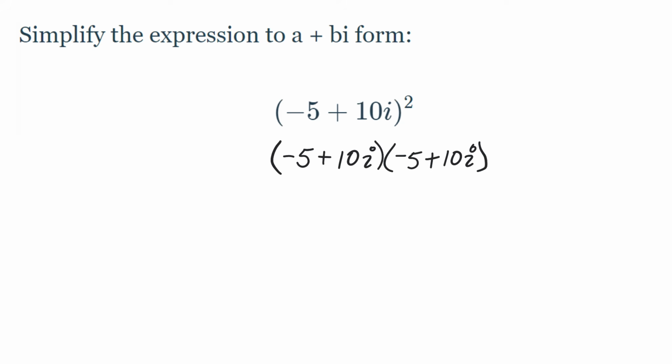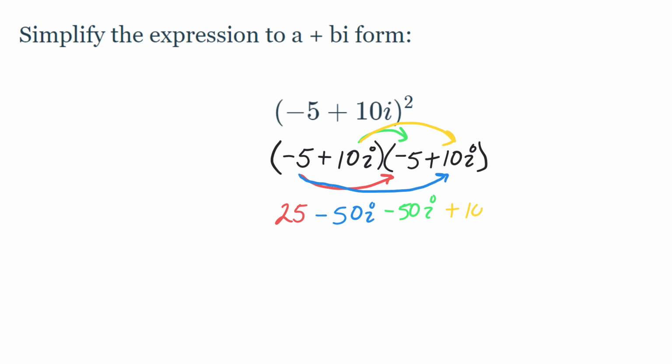So here we go. I'm going to multiply negative 5 times negative 5, which is going to give me positive 25. Then the negative 5 goes to the positive 10i, which gives me negative 50i. So I've distributed the negative 5 to everything. It's the 10i's turn. 10i times negative 5 is negative 50i. And then lastly, positive 10 times positive 10 is 100i squared.